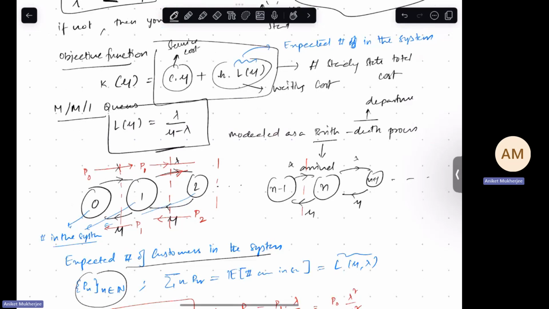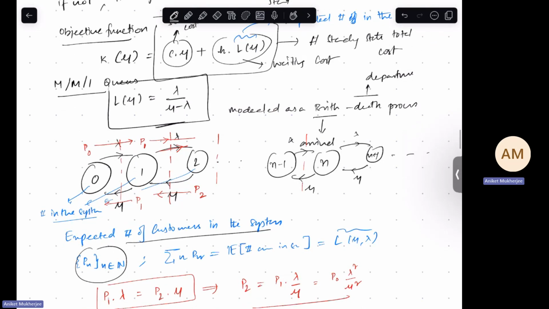Whole term decreases. So mu minus lambda, mu increases, and we know that mu is greater than lambda. So the denominator increases, the whole term decreases. So as you keep on increasing the service rate, the expected number of customers in the system would decrease because you're not allowing the customers to wait in the queue. You're serving them at a much higher rate, right?